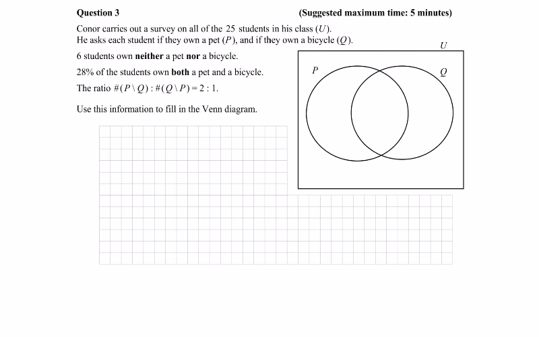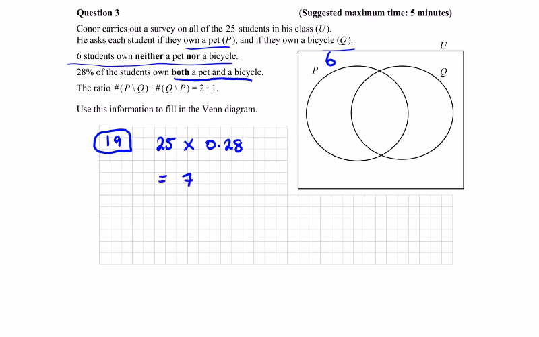This is another two sets question. Connor carries out a survey on 25 students in his class. And we're given a universal set, so there may be some on the outside, and it does say he asked if they own a pet or a bicycle, P and Q. 6 own neither, so there's 6 on the outside, which leaves 19 in the middle 3 boxes. And it tells us here 28% of the students own both a pet and a bicycle, so bringing percentages in. So 25 by 0.28 is equal to 7. So we have 7 on both, so that's going to leave now 12.